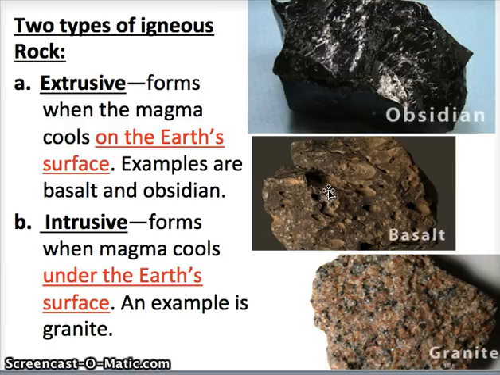The other type of igneous rock is called intrusive. Intrusive forms inside of the Earth's surface or under the Earth's surface. So an easy way to remember this is intrusive inside, extrusive exterior. An example of an intrusive igneous rock is granite.